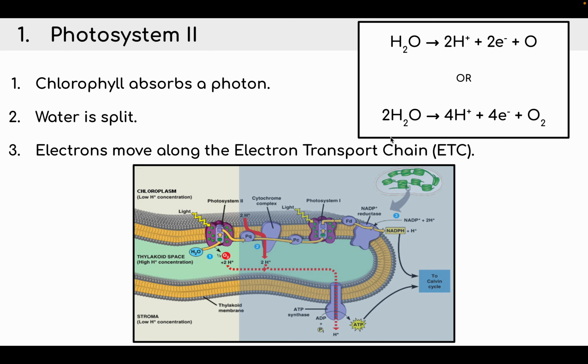And so usually what happens is that we can represent that equation as 2 water molecules are split into 4 protons, 4 electrons, and 1 oxygen molecule. So it takes 2 water molecules to create 1 oxygen molecule that we end up breathing in from the atmosphere.